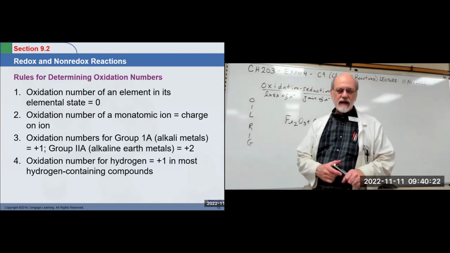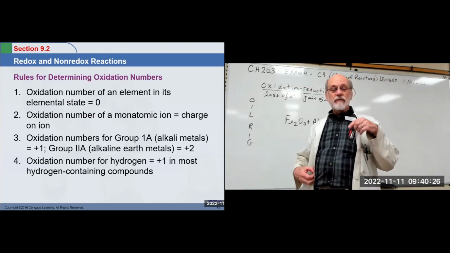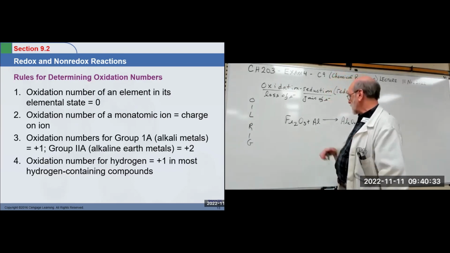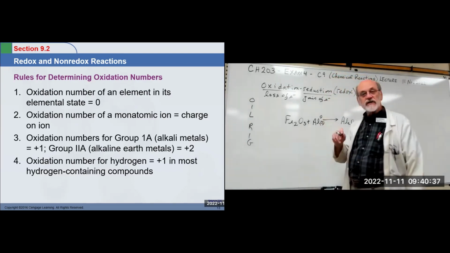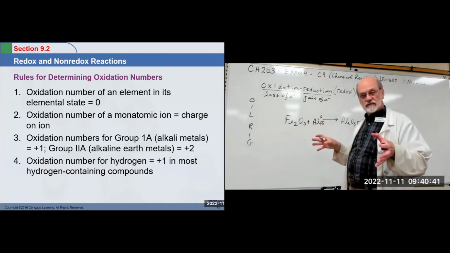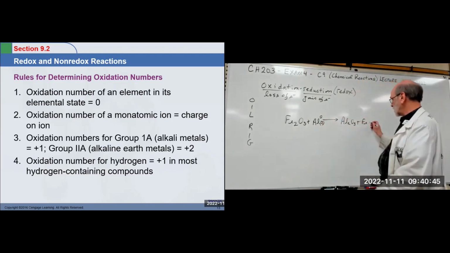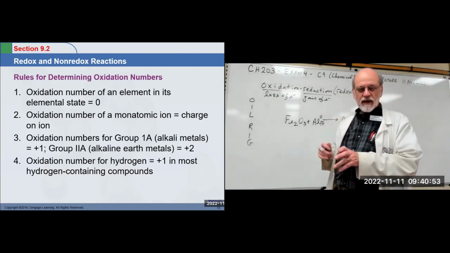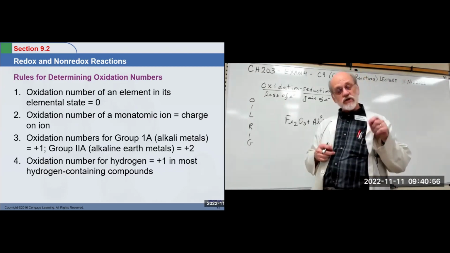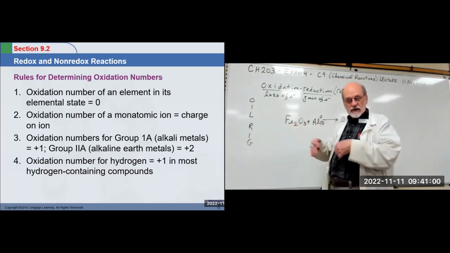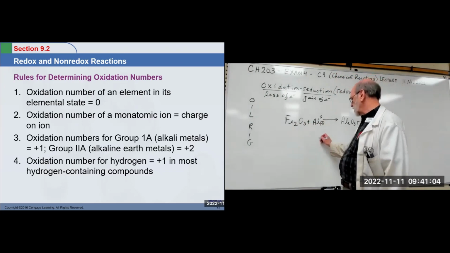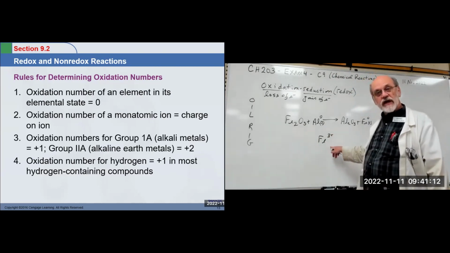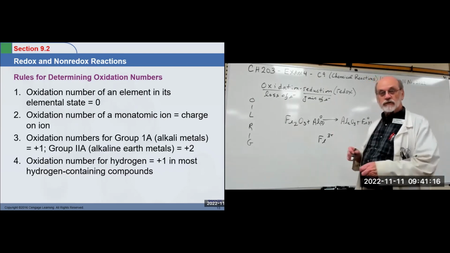Rule number one: the oxidation number of an element in its most stable elemental state is 0. So this aluminum, which is a solid, has oxidation number 0, which means it's neutral, which stands to reason. This one also is neutral, and it has an oxidation number of 0. The oxidation number of a monatomic ion equals the charge on the ion. We don't have any ions here that are explicit, but if you had something like iron 3 plus, then the oxidation number for that iron would be +3. It's equal to the charge.